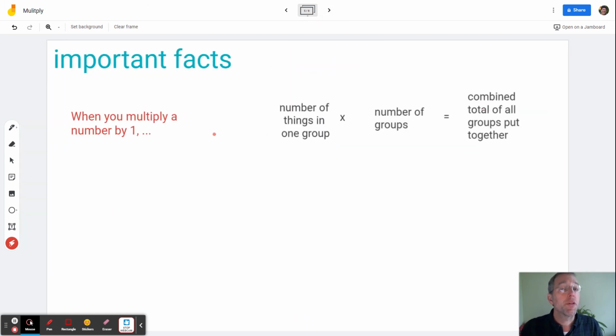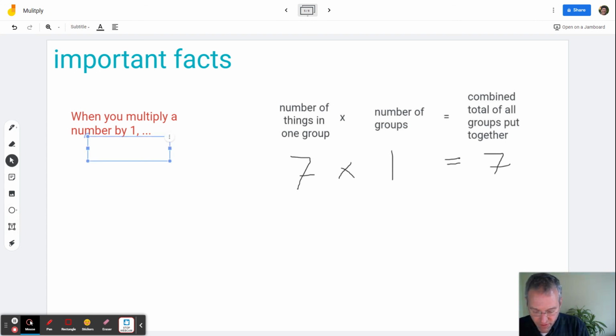What happens when we multiply a number by 1? Well, if we have 7 in a group like we did a moment ago, and we've got one group of 7, what's the total I've got? Well, one group of 7 just means I've got 7. So the answer to the question of what's 1 times 7, it stays the same.